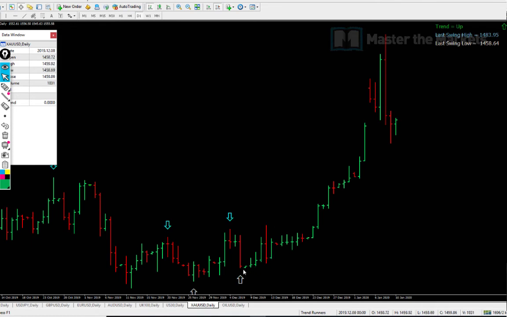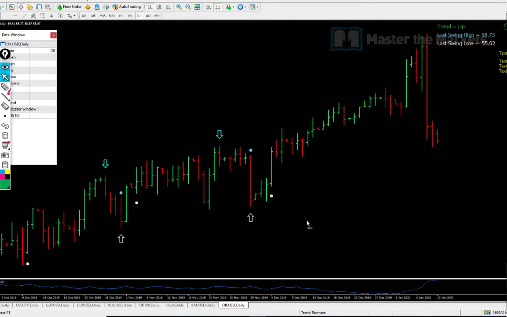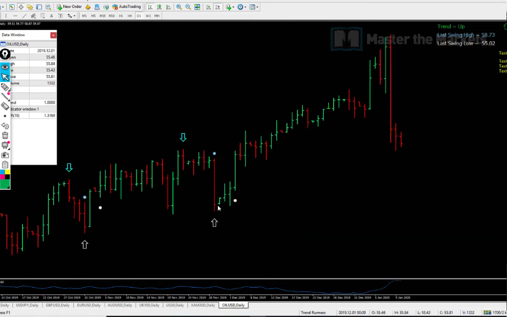Then next, what else we got? Gold. Gold over here was basically an IB minus 1 here. And finally, oil. You can see over here too, IB minus 1 again, right? IB minus 1 again. So there you go.